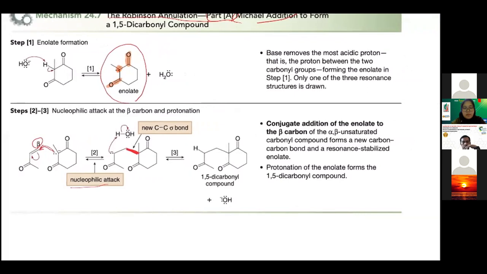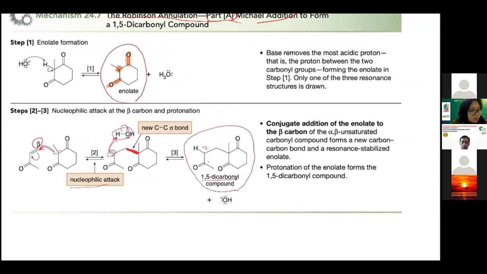Yeah, they are the same. Same thing. This is the proton. This is the electron, to take the protons from the water. And this one is the saturated compound here, the 1,5-dicarbonyl compound.